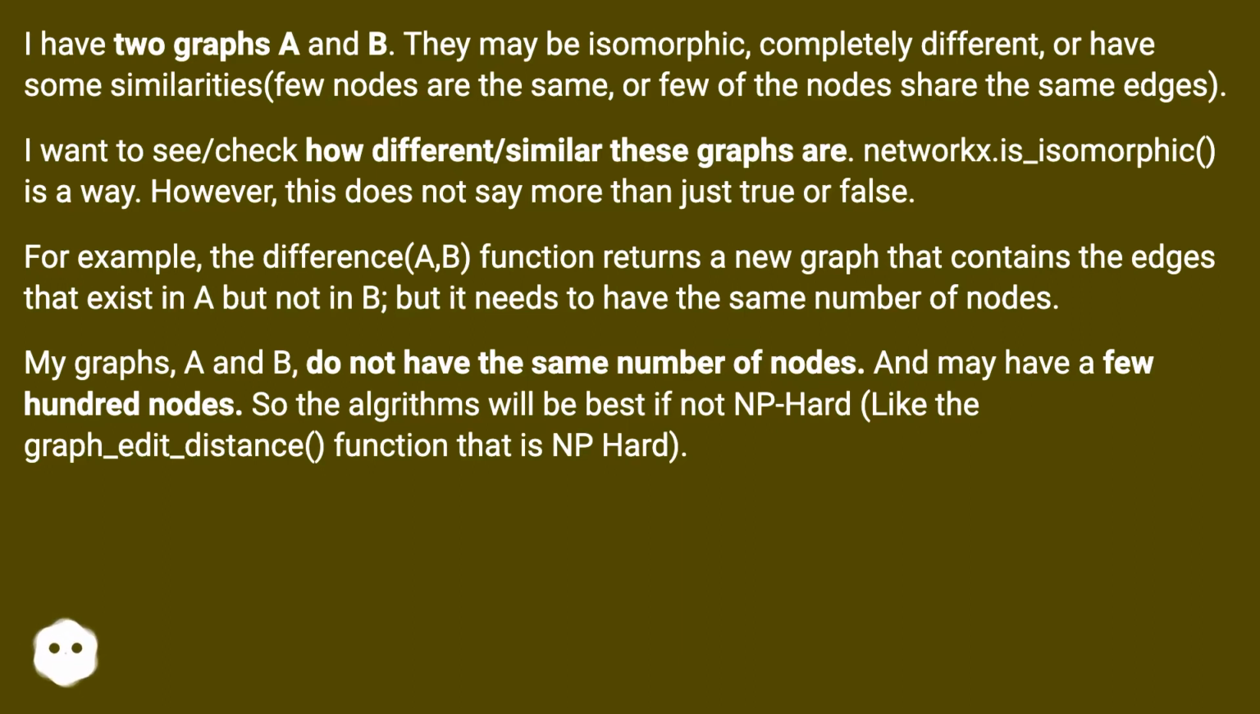networkx.is_isomorphic is a way. However, this does not say more than just true or false. For example, the difference A/B function returns a new graph that contains the edges that exist in A but not in B, but it needs to have the same number of nodes. My graphs, A and B, do not have the same number of nodes, and may have a few hundred nodes. So the algorithm will be best if not NP-hard, like the graph_edit_distance function that is NP-hard.